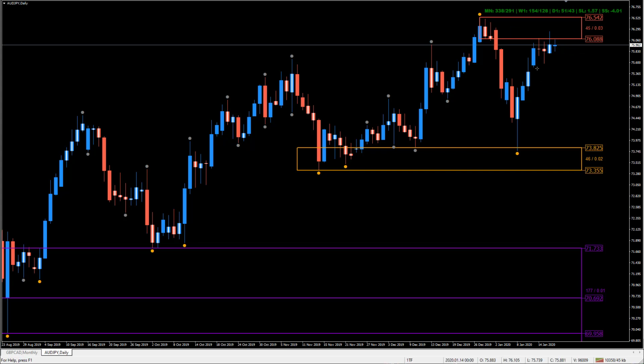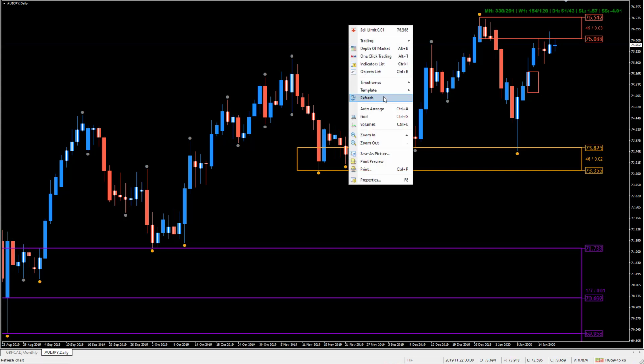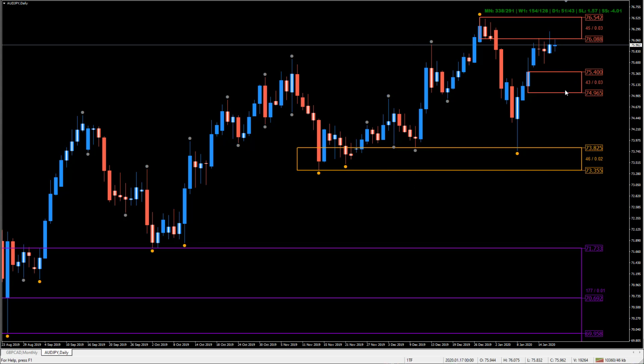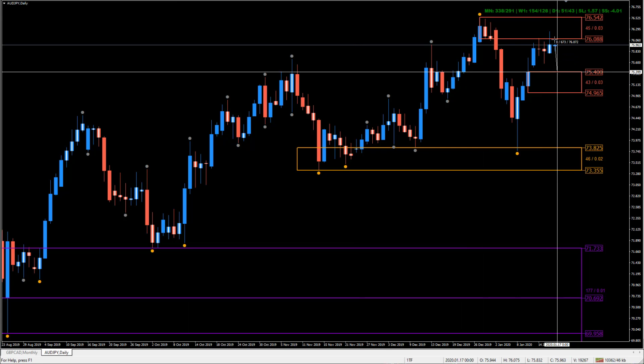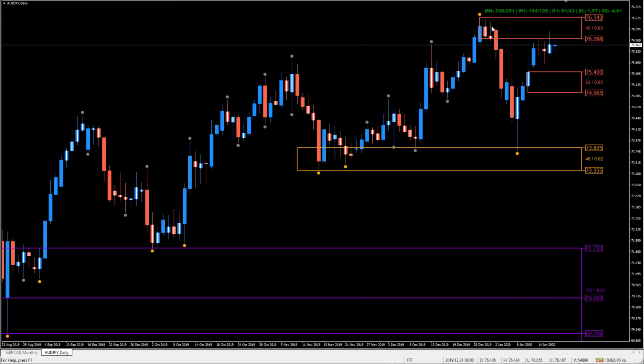If you were to buy here, just here, your risk reward would be poor because of the size of this area, which will be our risk, which is 43 pips. We don't even have a 2-to-1 to the opposing side of the market. And so buying here would be lower probability.